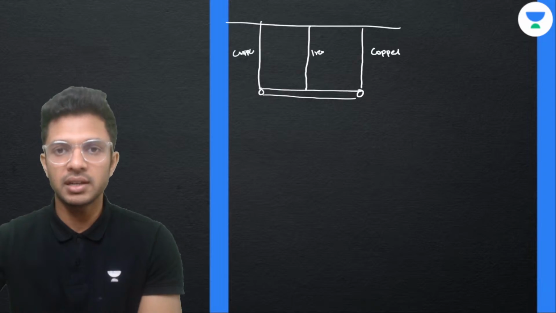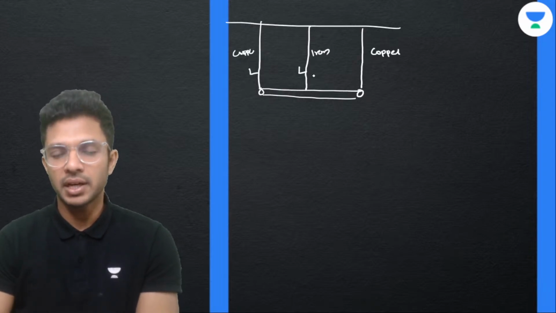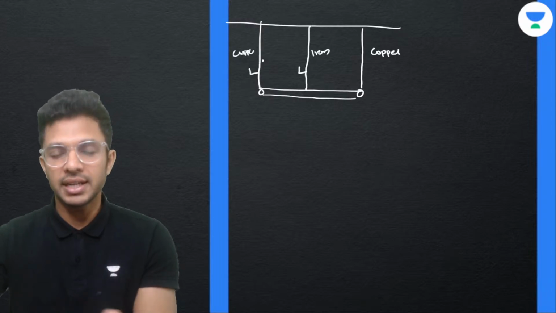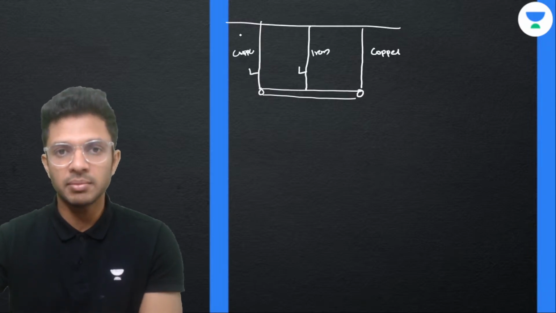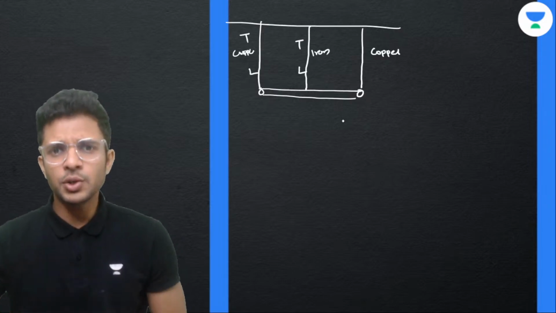And the middle one is iron. It says all of them are having the same length. Fine. And the force, the tension in the wire or the force acting, is the same. Let's say this is T, this is also T. Okay. Now you know that.